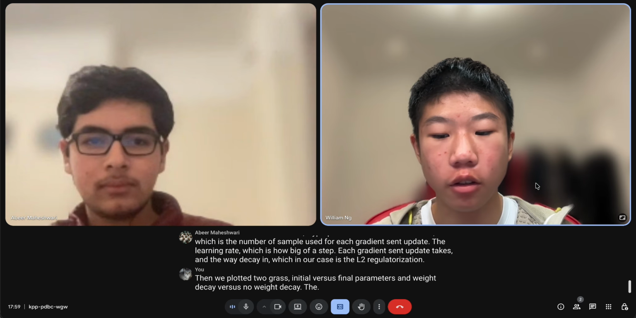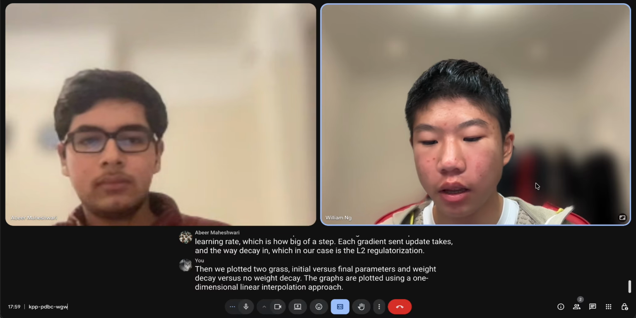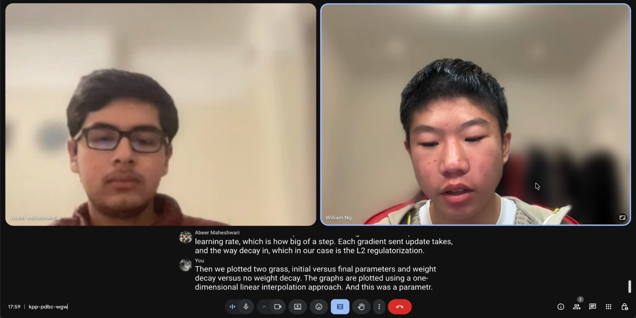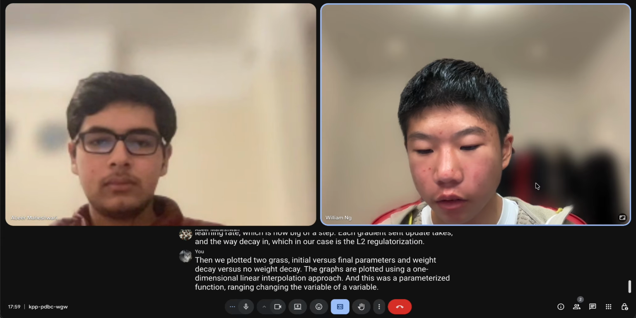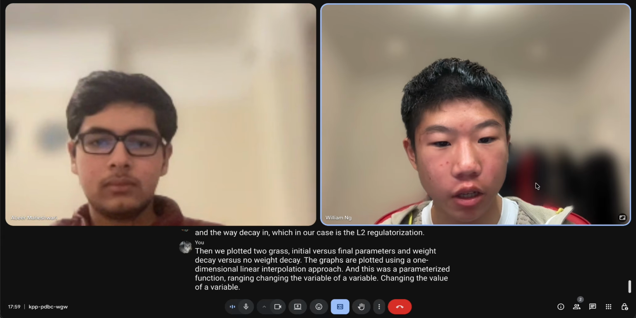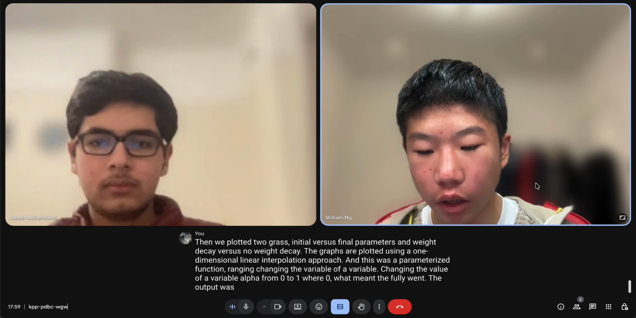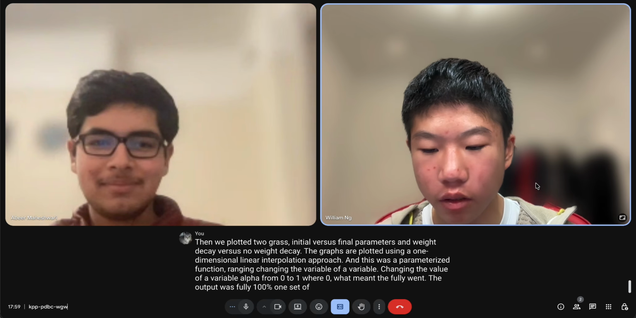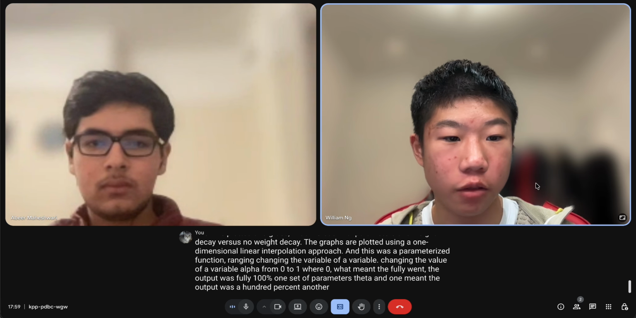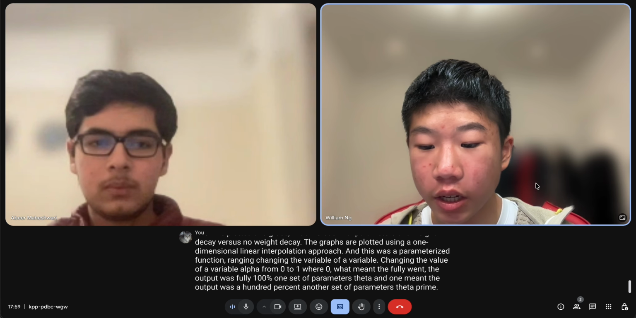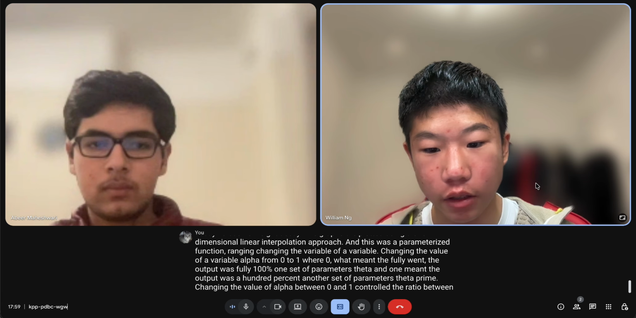The graphs are plotted using a one-dimensional linear interpolation approach, and this was a parameterized function changing the value of a variable alpha from 0 to 1, where 0 meant the output was fully 100% one set of parameters, theta, and 1 meant the output was 100% another set of parameters, theta prime. Changing the value of alpha between 0 and 1 controlled the ratio between theta and theta prime.